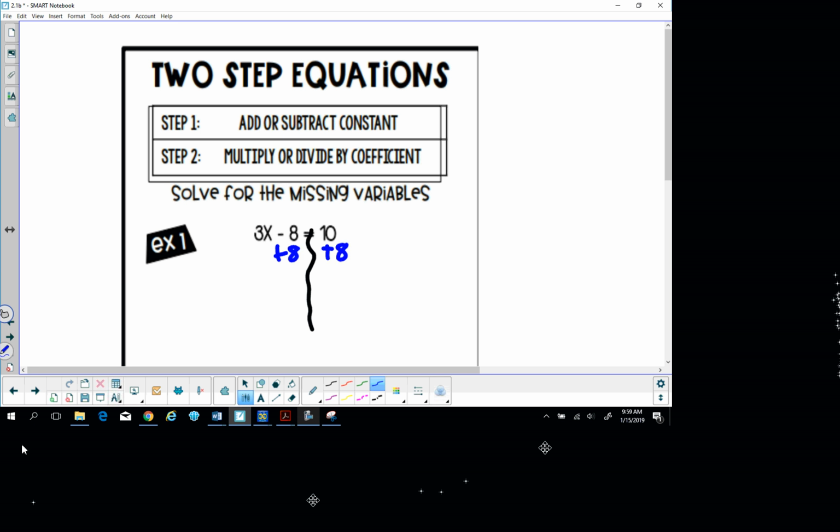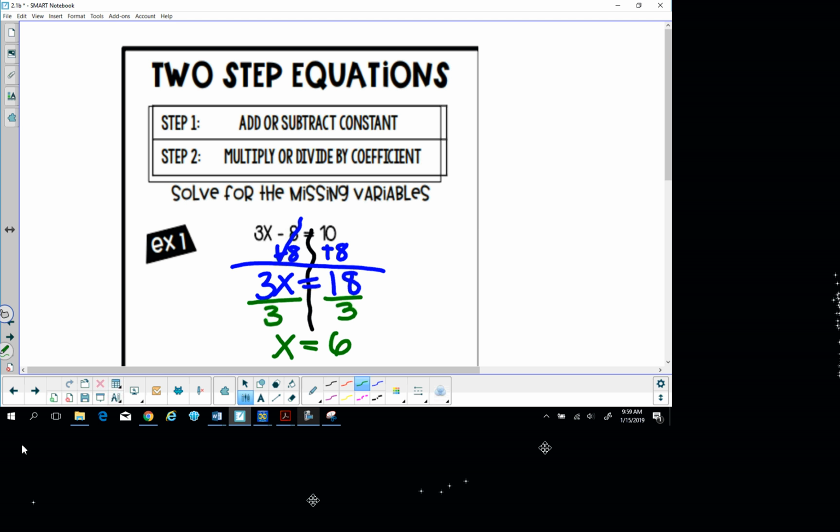So that you get that constant nag, that friend, out of the way. And you end up getting 3x equals 18. Beautiful. Then who can tell me what I do next, Kamari? Yep, here's my clingy girlfriend 3. I've got to divide her out to get x by itself. When you do that, you get x equals 6.